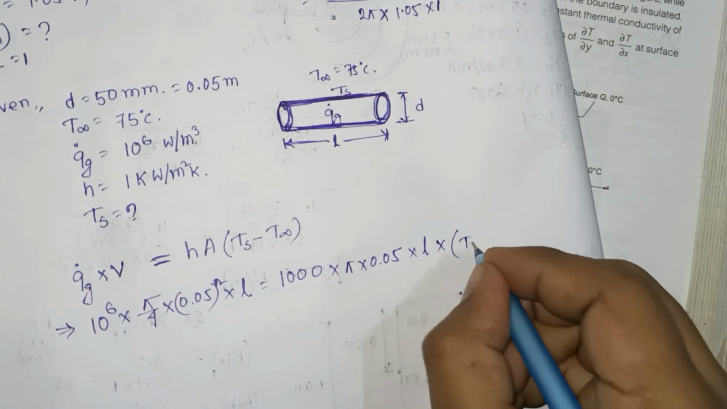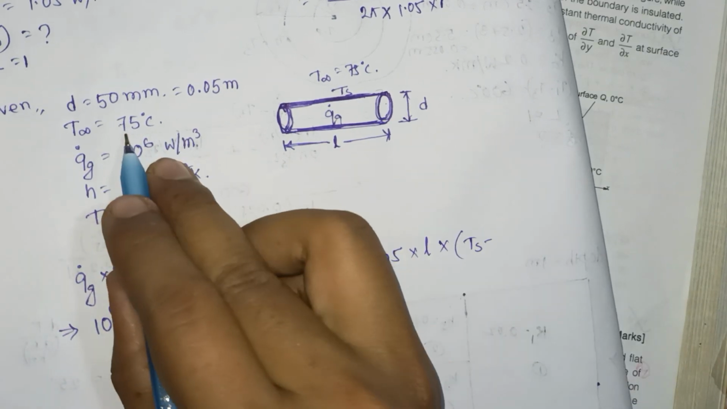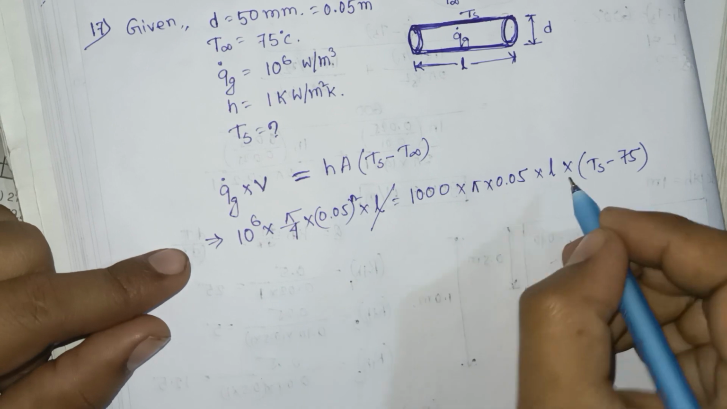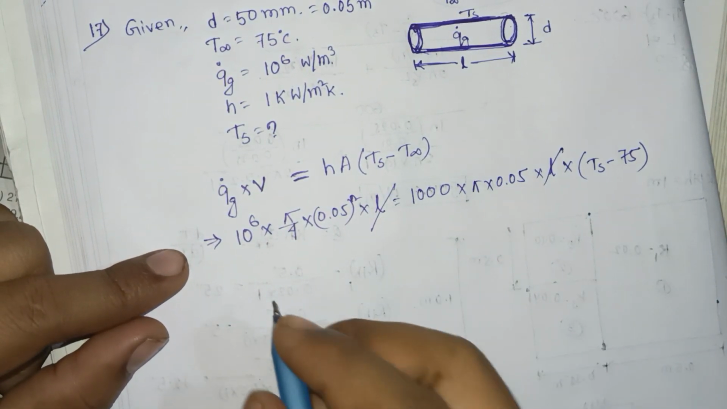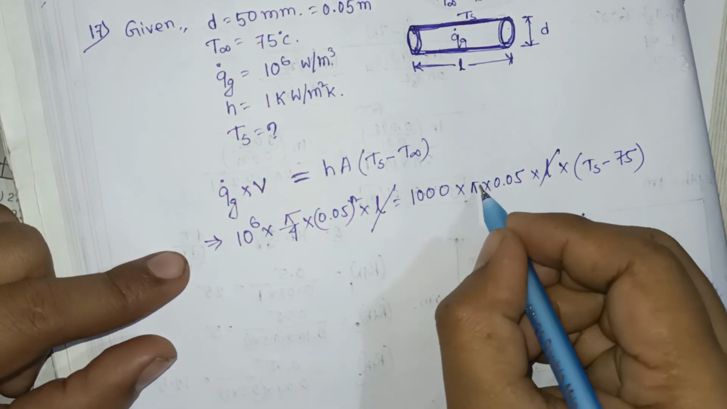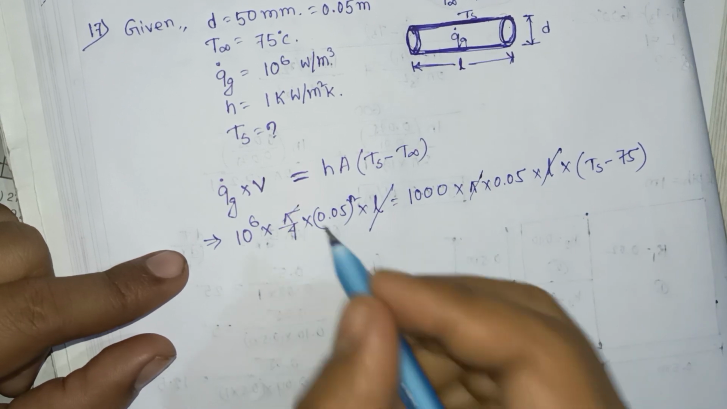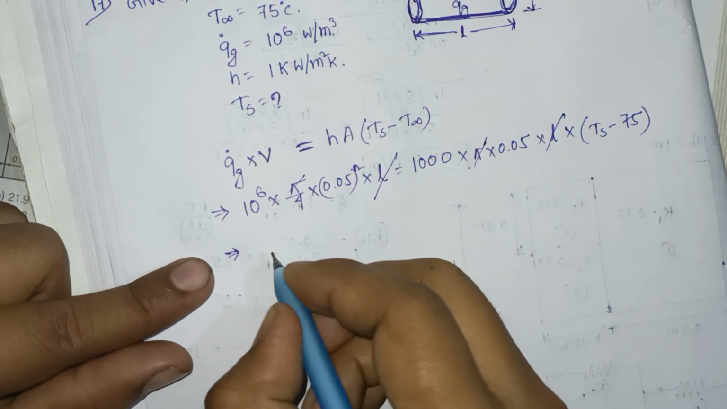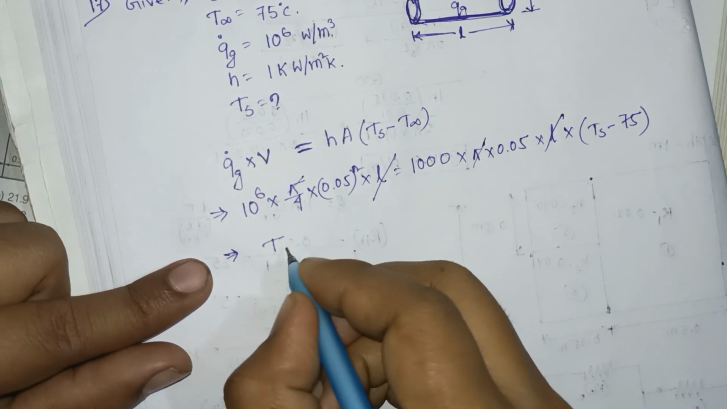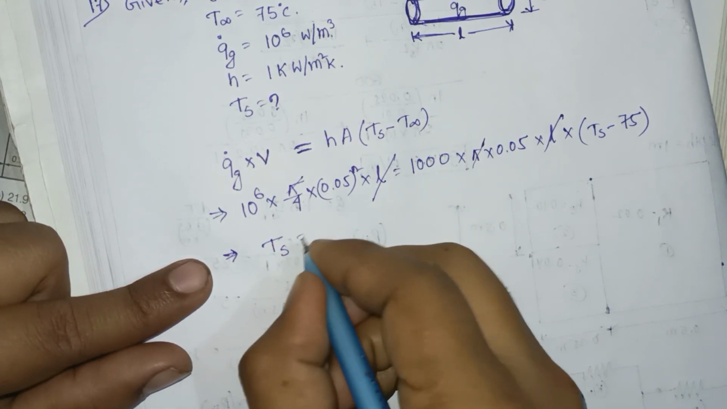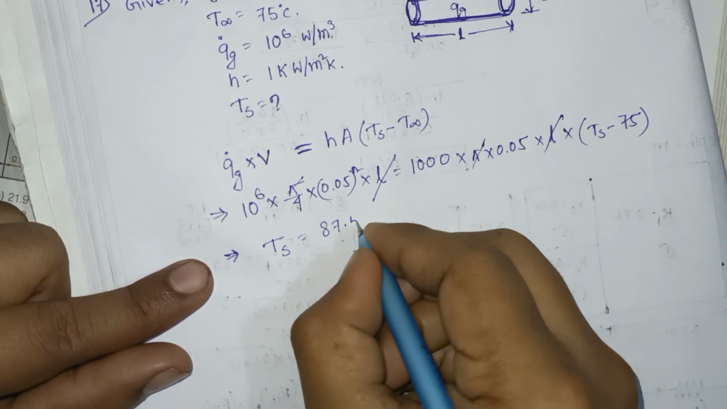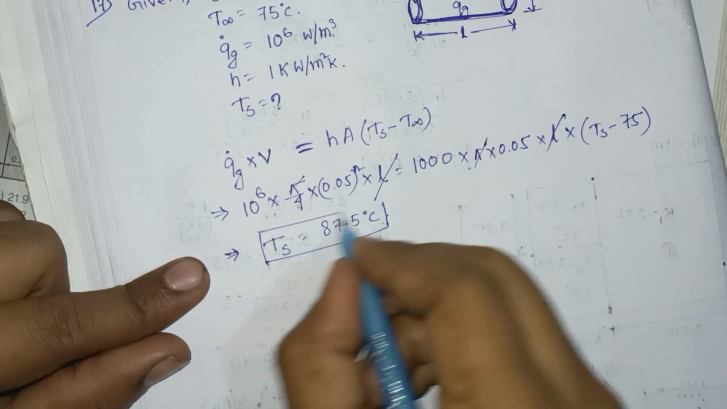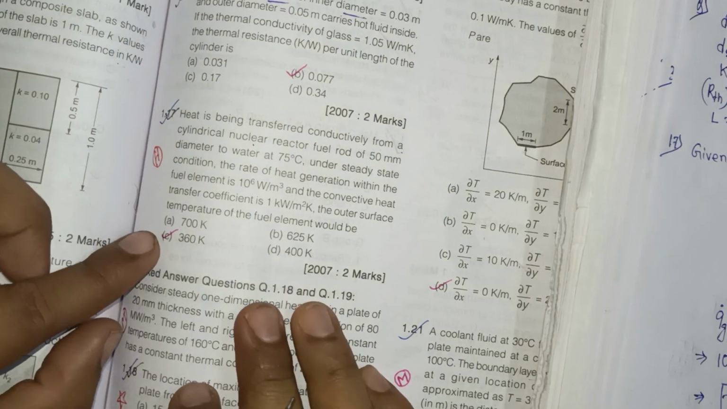Ts minus T infinity. What is the value of T infinity? That is 75 degrees Celsius. So L and L cancel out, and this pi and this pi cancel out. If you calculate the value, Ts will be equal to 87.5 degrees Celsius.